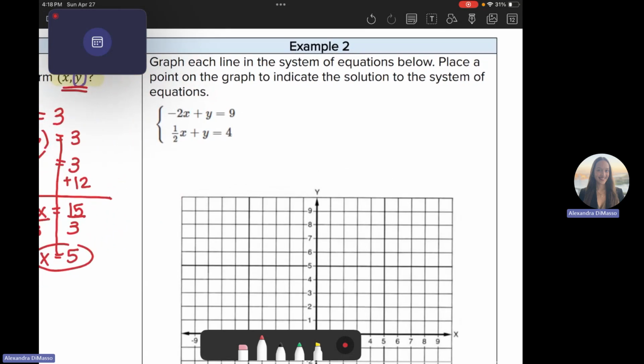Graph each line in the system of equations. Place a point on the graph to indicate the solution to the system of equations. Now, I've got two different equations here, and what I see is they are both written in, again, standard form.